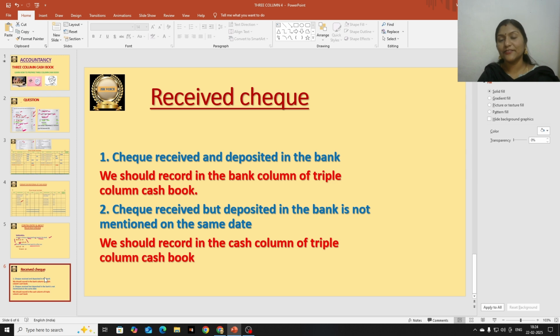Next, this is the received cheque. Whenever any cheque is received, we will record it on the debit side, but we should not immediately put it in the bank column. For a received cheque, we should check whether it is sent to the bank or deposited into the bank. If it is deposited or sent to the bank, then we can put the cheque in the bank column. Otherwise, if it is not mentioned, even though that is a cheque, put the amount in the cash column. Okay, so this is the information.